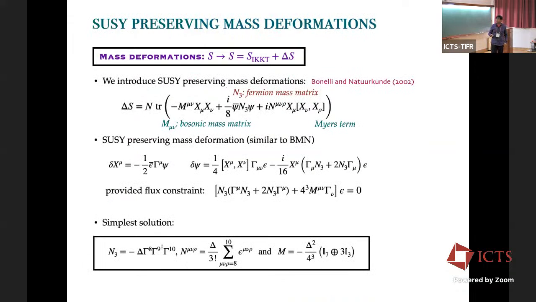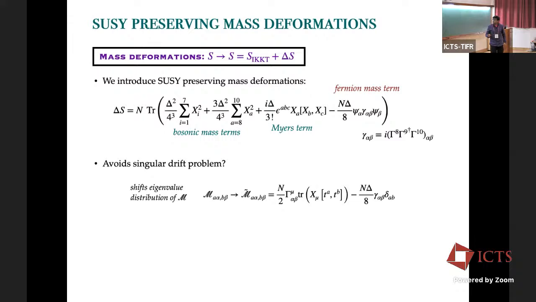In our work, we introduced supersymmetry preserving mass deformations to the IKKT model. It has a bosonic mass matrix, a fermion mass matrix, and also a Myers term is included. Under the following transformations, supersymmetry is preserved provided that the following constraint is respected. A solution to this constraint gives these deformation parameters. So we obtain the following mass deformed action, and we need to check whether this mass deformed action indeed resolves the singular drift problem by shifting the eigenvalues of the fermion matrix.